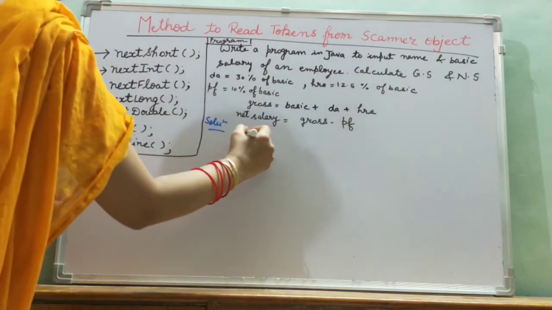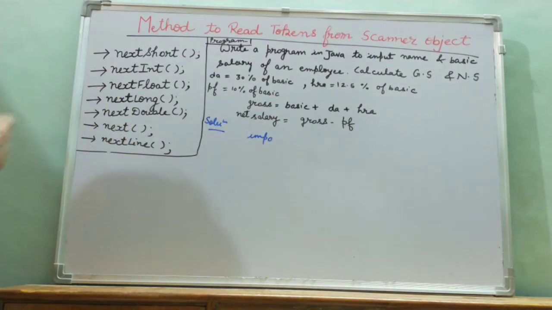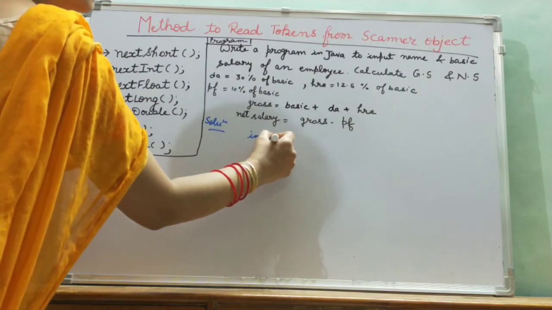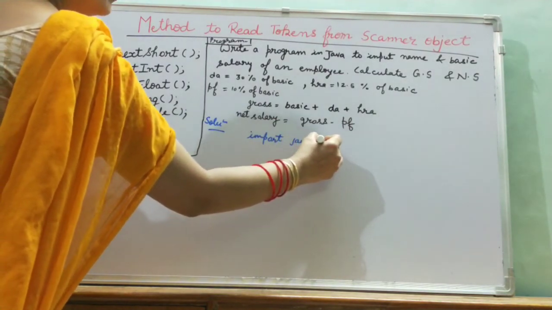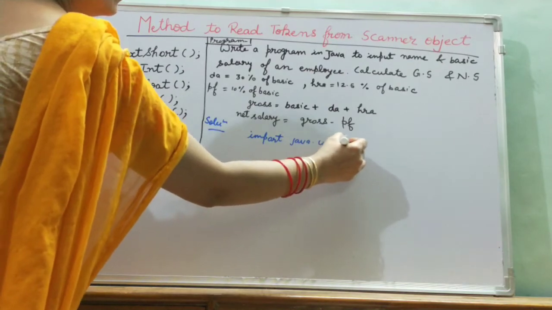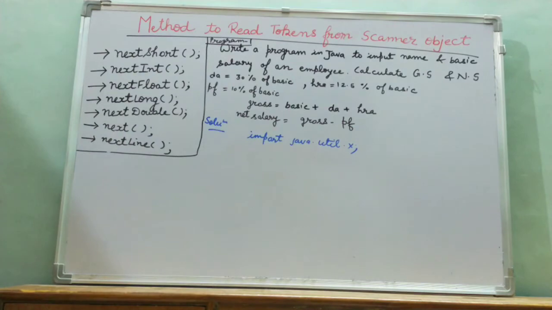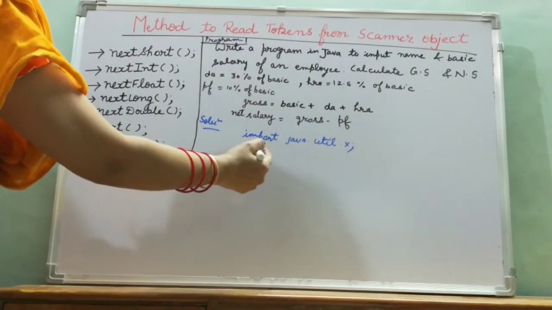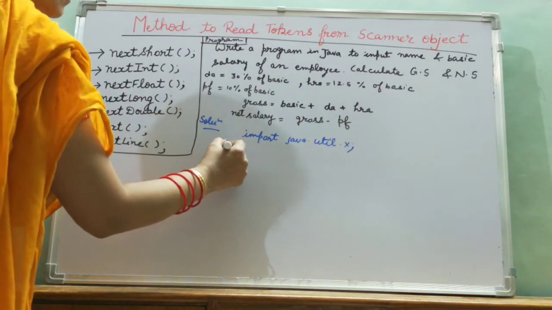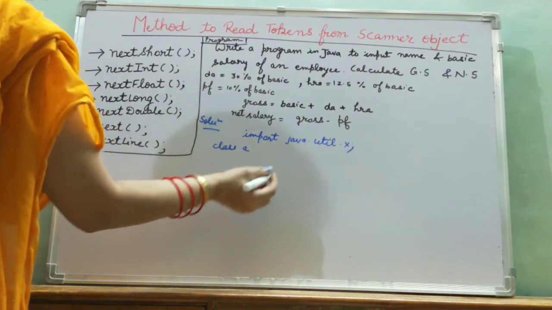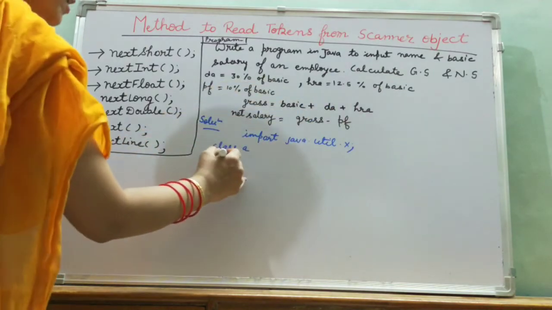Firstly, import, because we are using the Java Scanner class, then import java.util.*; Then the class name, you can take any class name. Then the main function line: public static void main(String args).